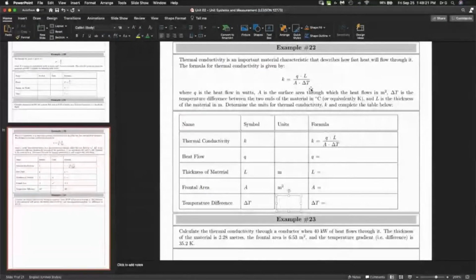You can also use Kelvin. See, it says Celsius or Kelvin. So I'll use Kelvin, but Celsius is just as good. I'll put C or K.